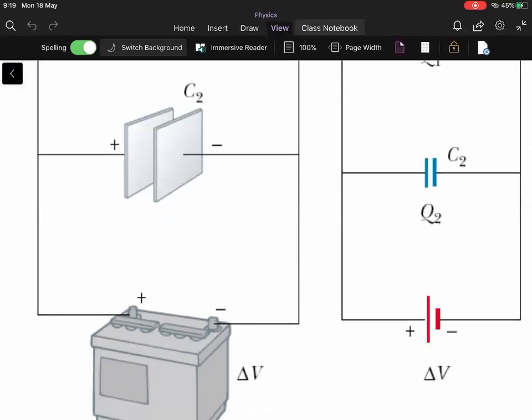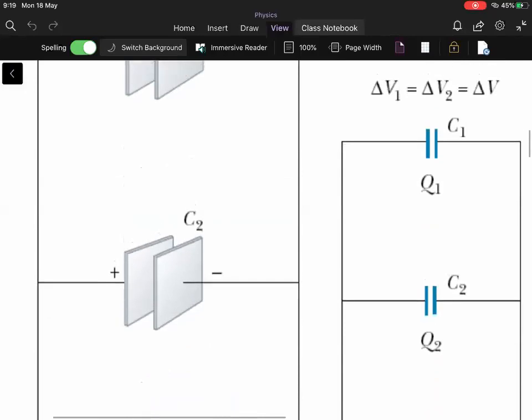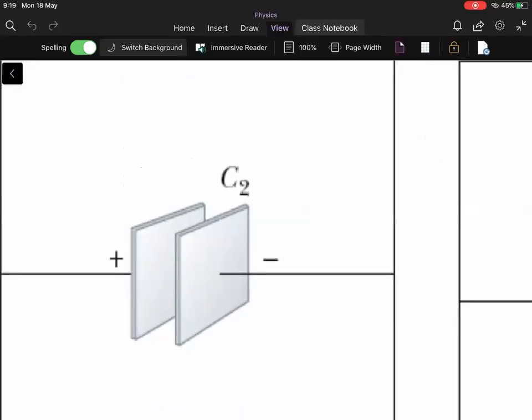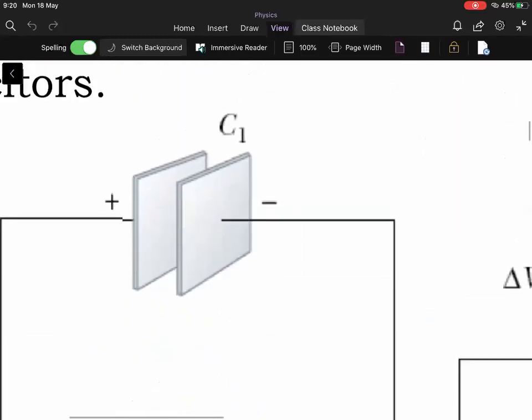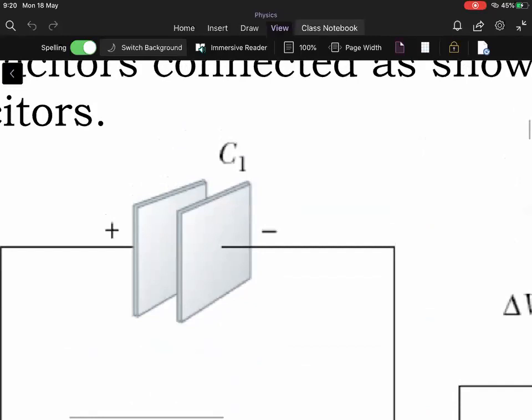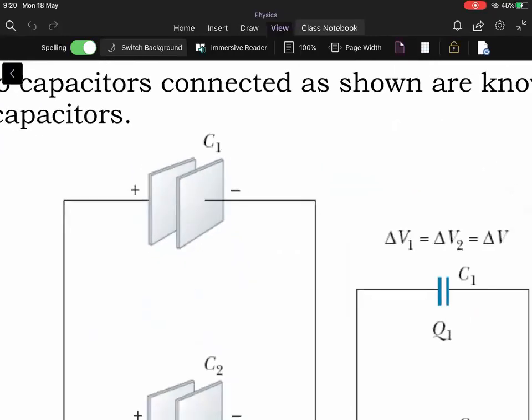So let us say if the potential difference of the battery is 15 volt, it will cause that same effect in the two capacitors. This capacitor also has 15 volt. This capacitor also has 15 volt of potential difference. So in parallel capacitances, you have potential difference being equal. And based on that potential difference and the magnitude of the capacitor, the charge on each plate is decided.